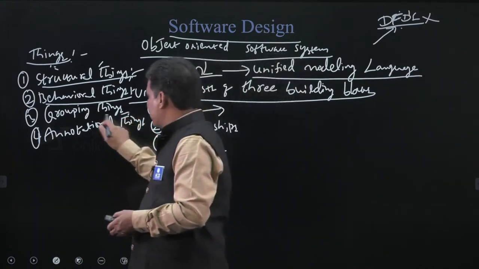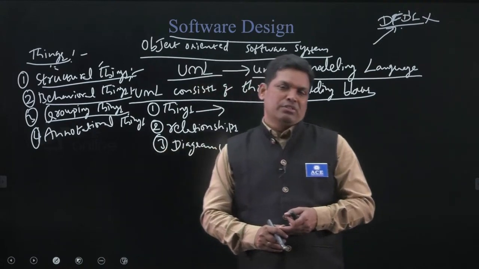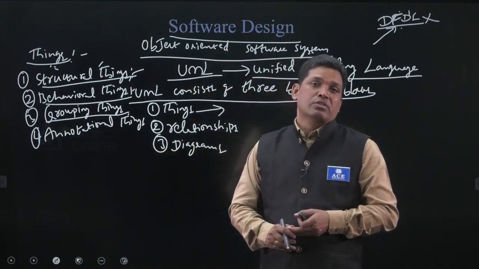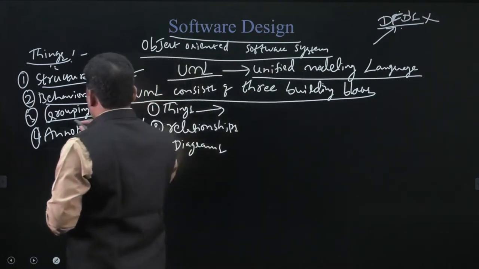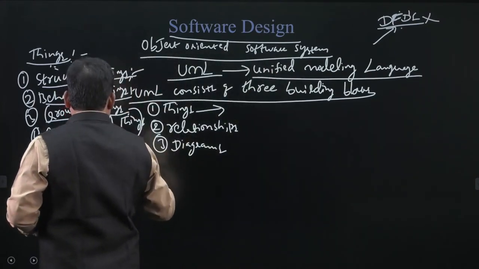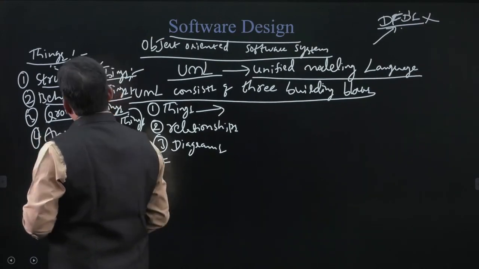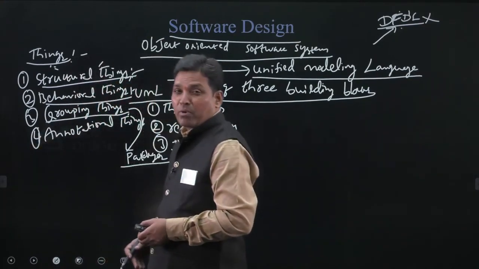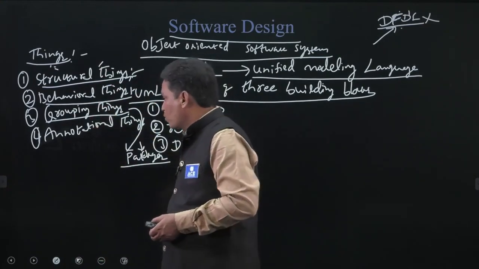And coming to grouping things. So what is grouping? UML components such as classes and interfaces are supposed to be placed in one place, which we call grouping things. That can be represented with packages. So what do these packages consist of? All the classes, interfaces, components, and nodes will be stored in a particular package. That is the importance of grouping things.